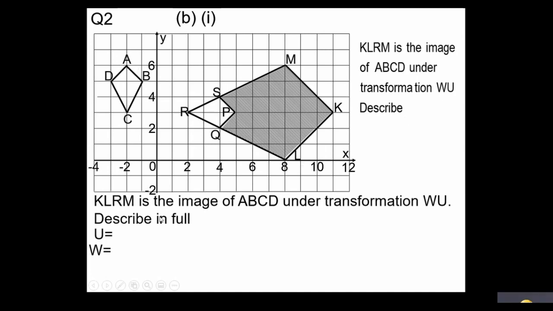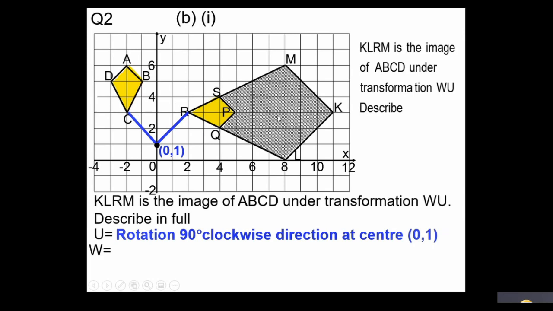Now we look at U first. U is the rotation. From here to here, by using trial and error, you get the center of rotation 0, 1. Clockwise, from here to here, following the direction of the clock. If some of you cannot get the center, you try and error.